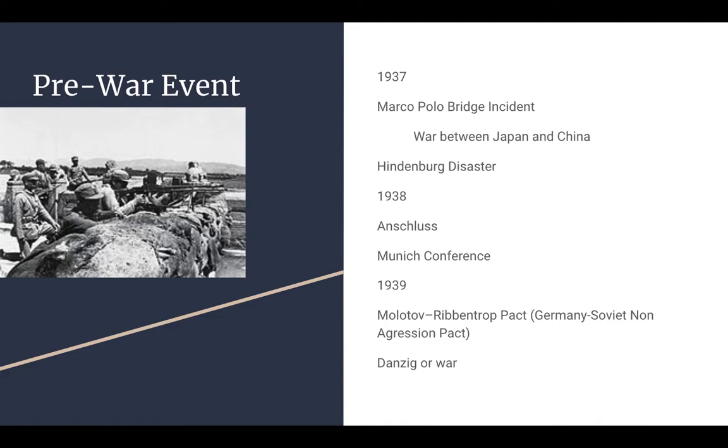And in 1937, the Marco Polo Bridge incident happened, which marked the beginning of the war between Japan and China, and the Asian theater began. In 1938, the Anschluss happened, and Germany annexed Austria, and the Munich Conference between Germany and the United Kingdom set the fate for Czechoslovakia. In 1939, Germany demanded Danzig from Poland, which refused, and this marked the beginning of the war.